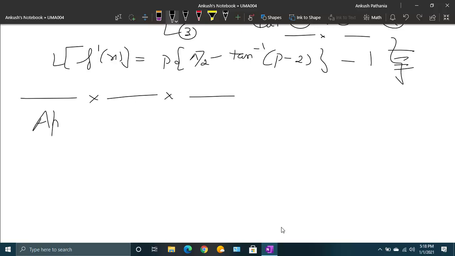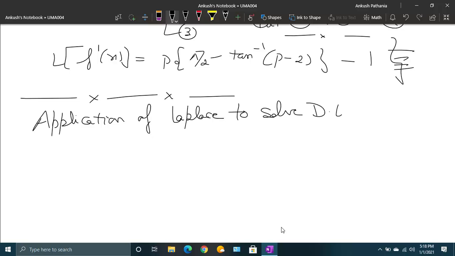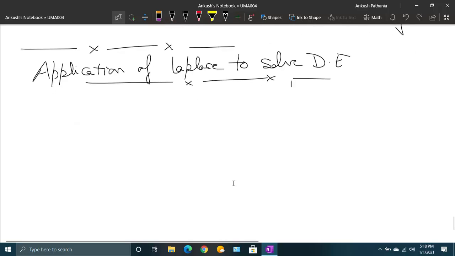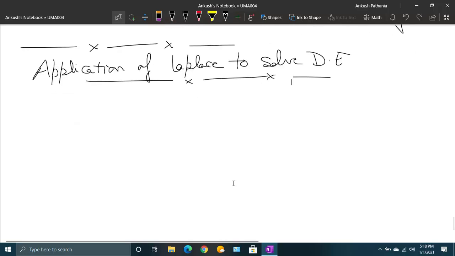So let me now take you to the applications of Laplace to differential equation, to solve differential equation. How we use application of Laplace, because now we are in a position that we can solve the differential equation using Laplace transform. So let us see now how we can solve the differential equation.